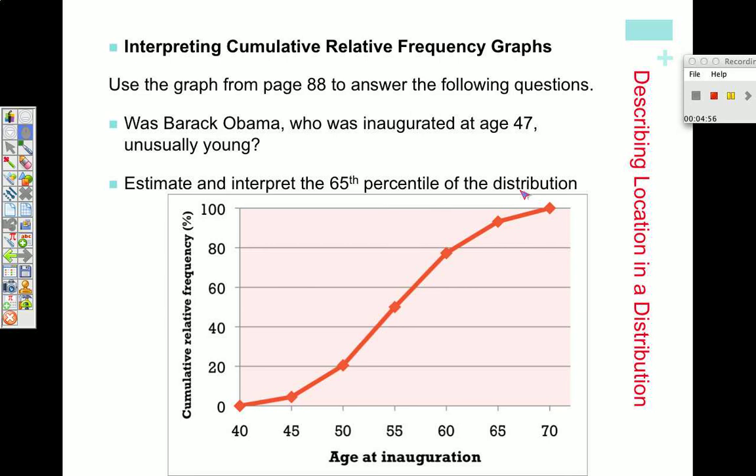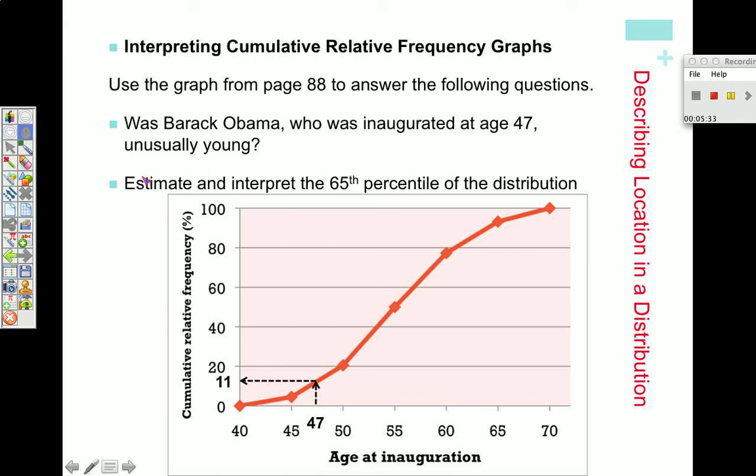So we have this graph. We have 2 questions. Was Barack Obama, who was inaugurated at age 47, unusually young? So where is 47 on our age axis? Well, 47 is about right there. What's the cumulative relative frequency based on our graph? Well, it's about 11% or 12%, somewhere in there. We're estimating that only 11% of all those presidents were younger than him. He's the 11th percentile. So yes, he was unusually young compared to everybody else.